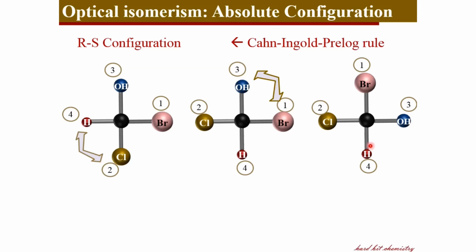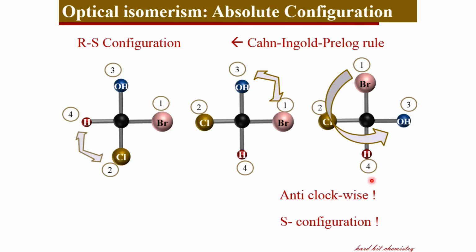And looking from the side of this fourth priority group hydrogen, from 1, 2, 3 groups, my eye moves in anti-clockwise direction, so I possess S configuration, from the word sinister, which means left. So this is how you assign R or S configuration to an optical isomer.